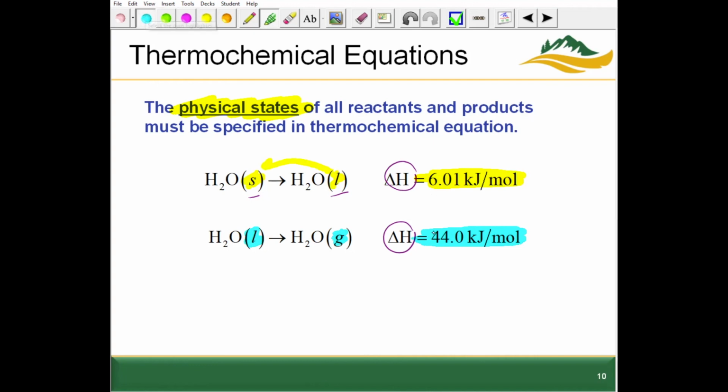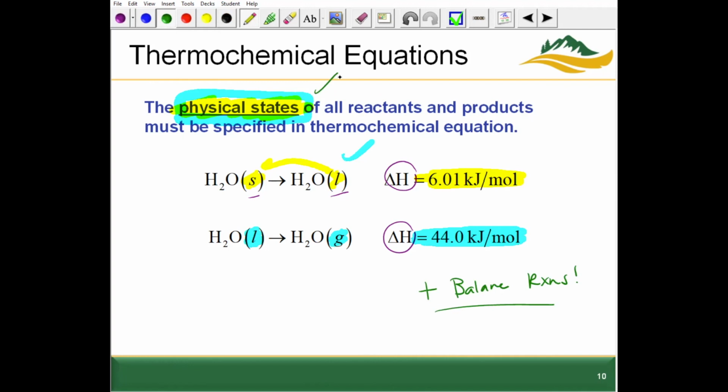Okay, so different amounts of heat requirements definitely depend on the physical states of matter. So we are going to include these physical states of matter as we've been doing, but just another reminder, especially in chapter 6, essentially always moving forward, we want to include these physical states of matter in our balanced chemical reactions. Right, so balanced reactions and of course include physical states of matter.